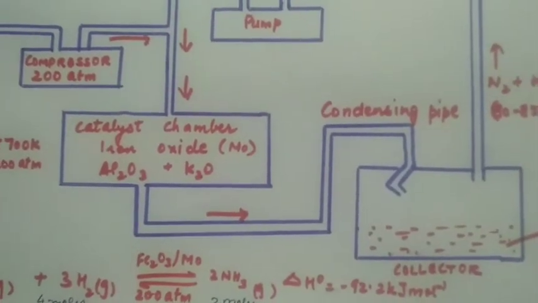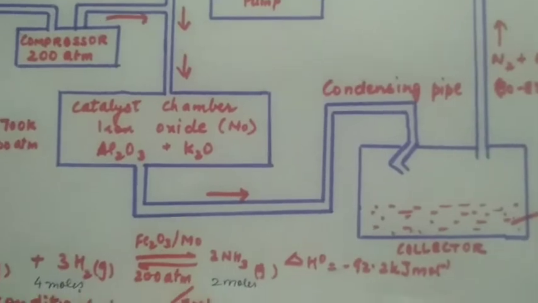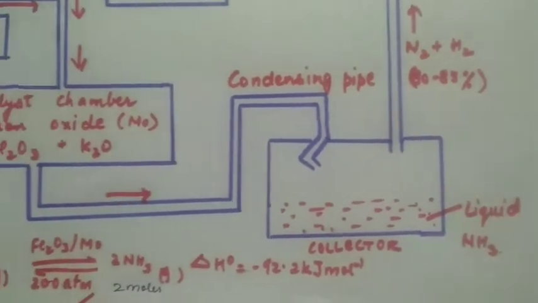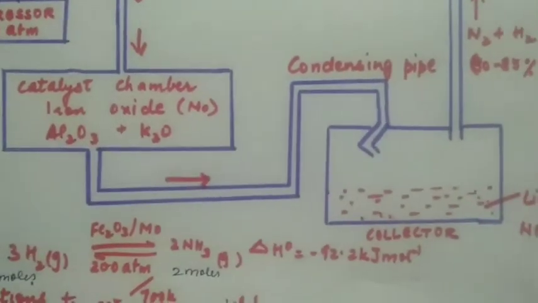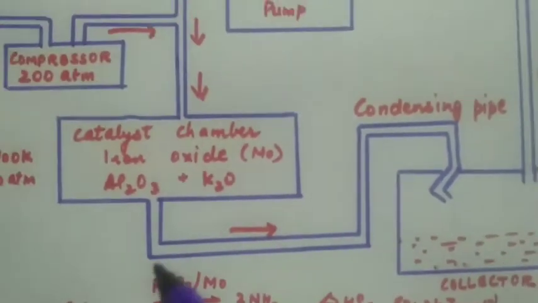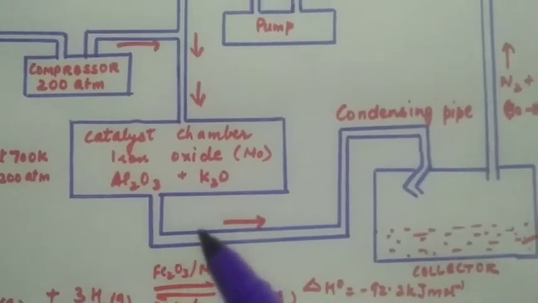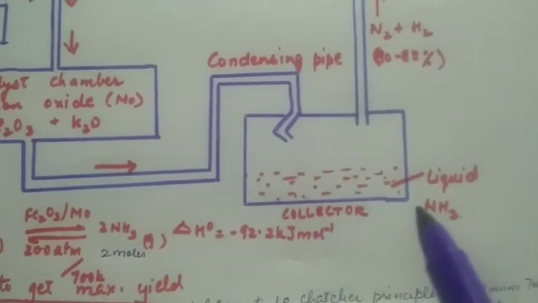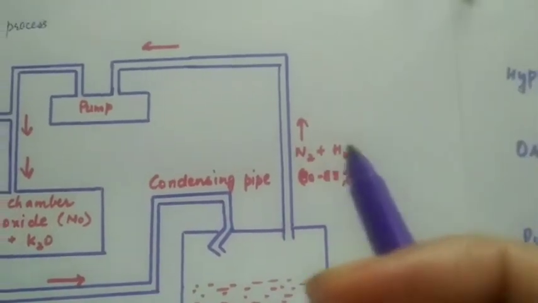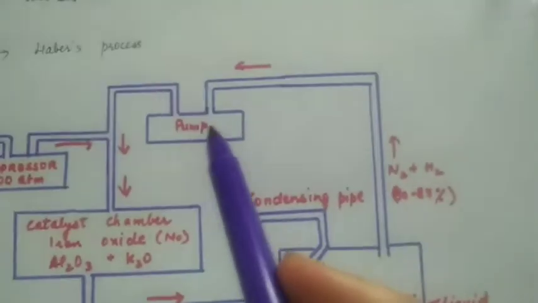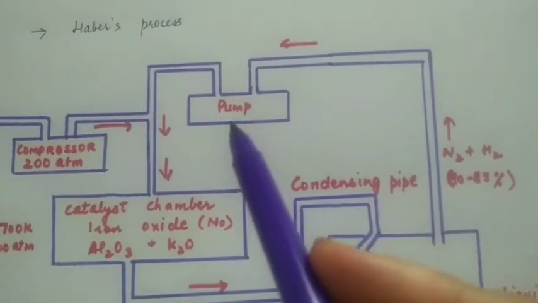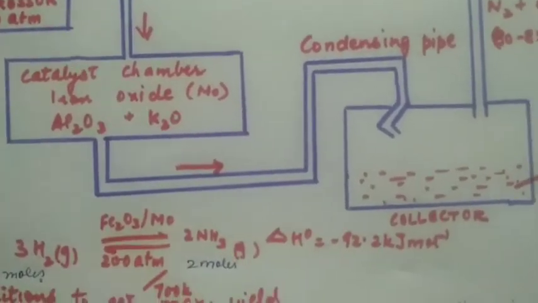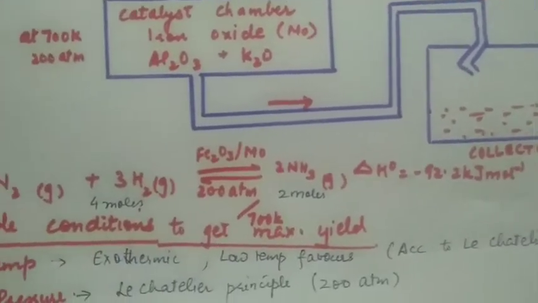The reaction conversion rate is slow. About 15% of ammonia is formed. Rest about 80 to 85% is in the form of gases. This ammonia at a temperature of 700 Kelvin is then passed through a condensing pipe so that it cools and condenses to a liquid form. The gases nitrogen and hydrogen are pumped with the help of a pump and sent back to the compressor and catalyst chamber so that the process can be repeated again and again.